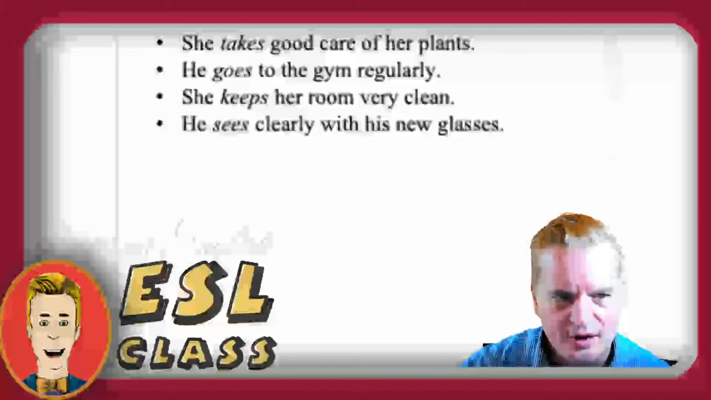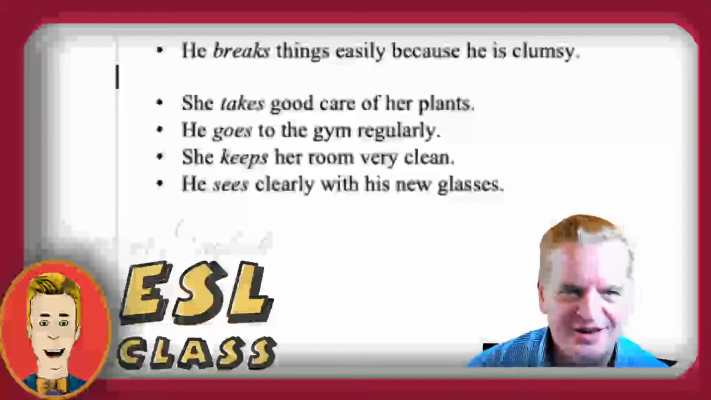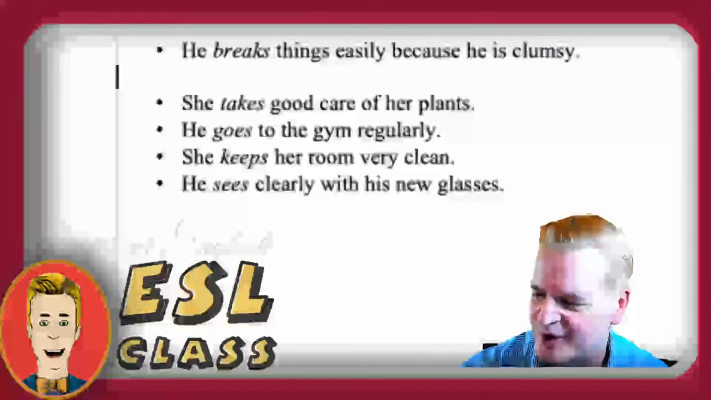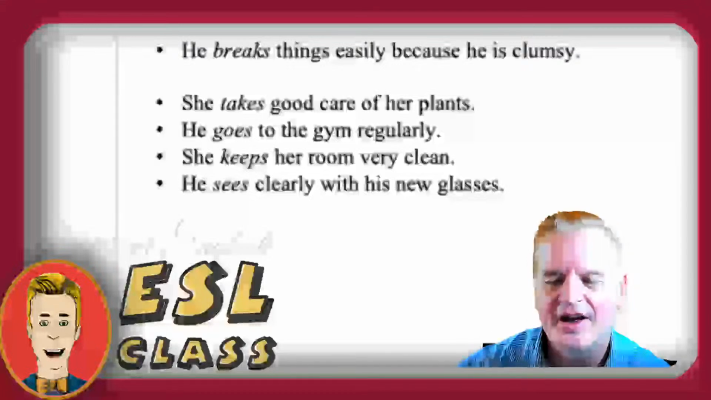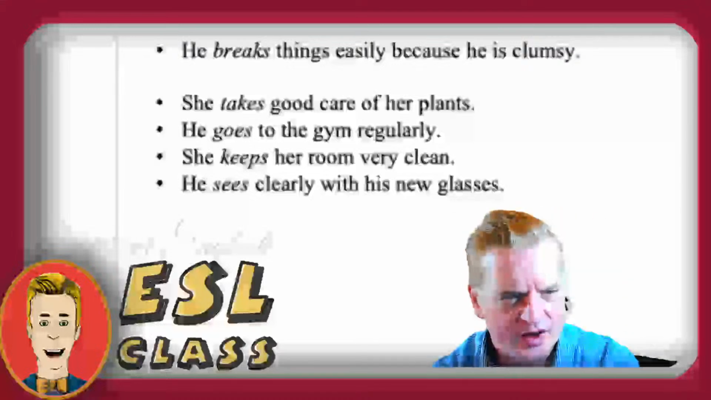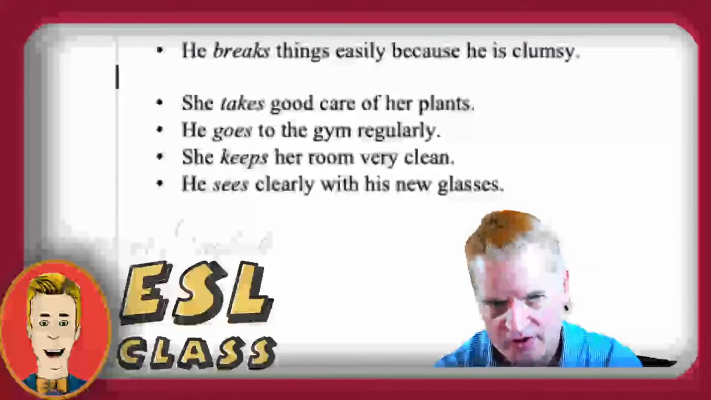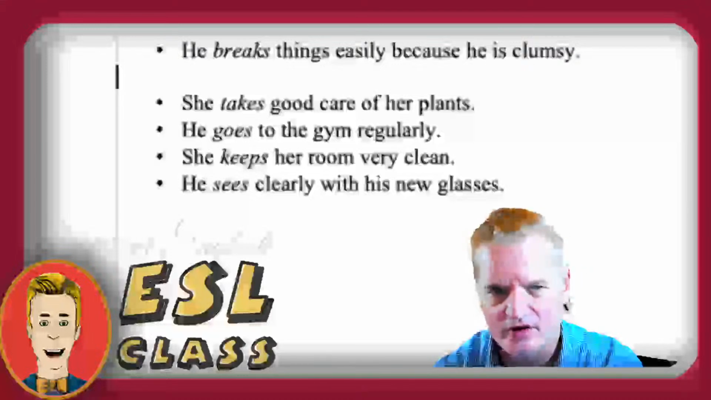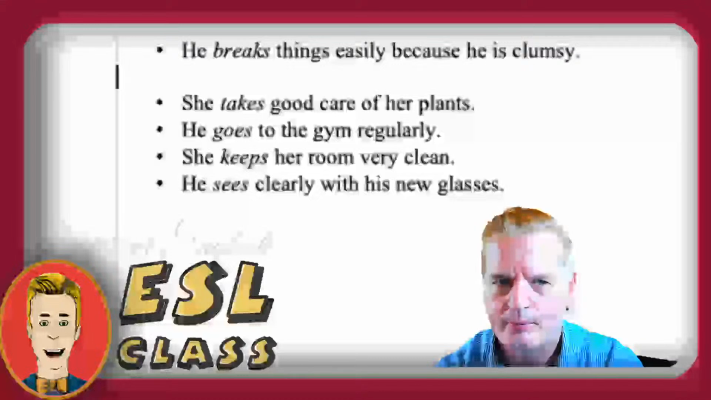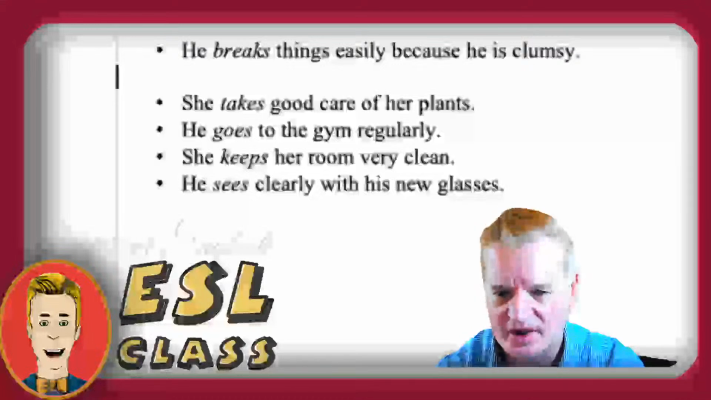Okay, here's a new sentence. He breaks things easily because he's clumsy. Okay, this is a pretty complicated sentence now. What words do you think we can focus on? What should be our focus words in this sentence? I see two focus words. We have the adverb easily, and then we have the word clumsy.